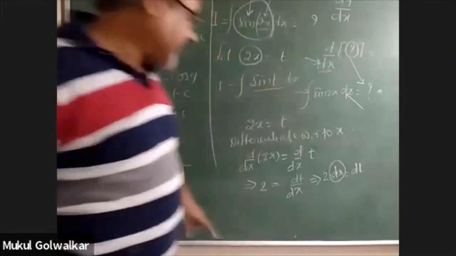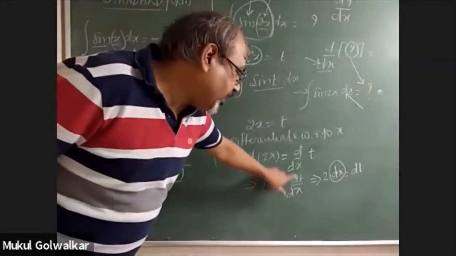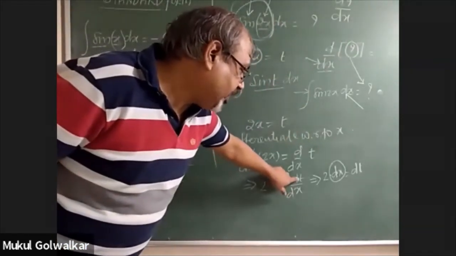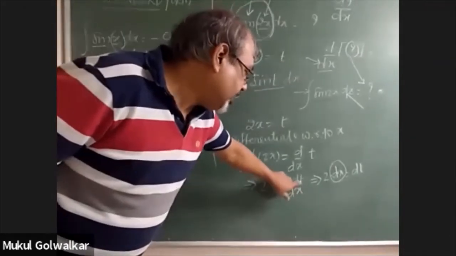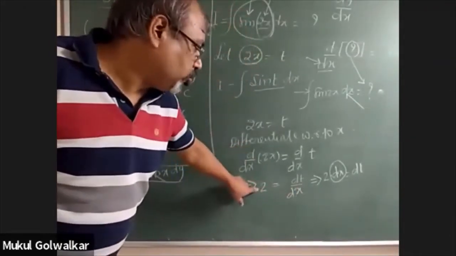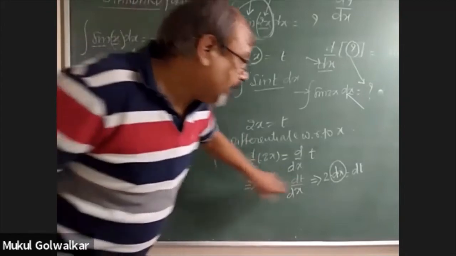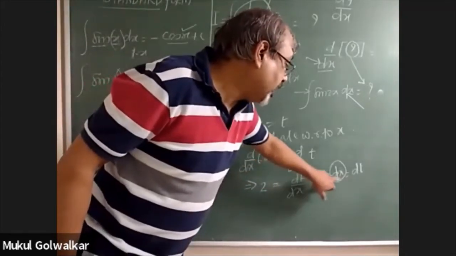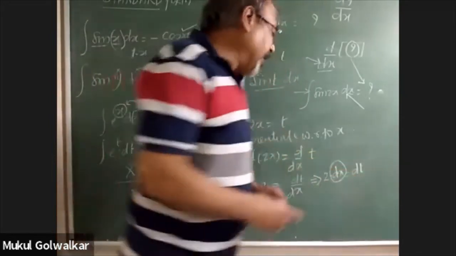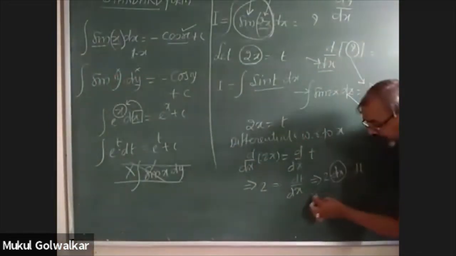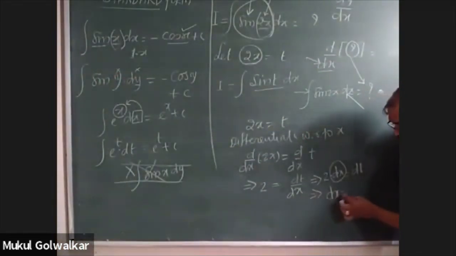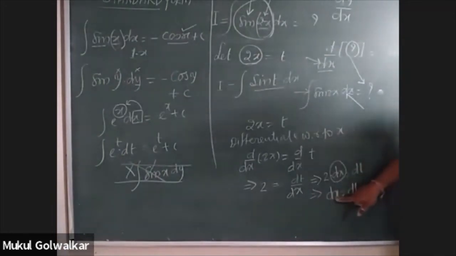So now you see that dt/dx means rate of change of t with respect to x, and it is equal to 2. So the rate of change of t with respect to x is equal to 2. With the help of this, we calculate 2 times dx is equal to dt, and now dx is equal to dt upon 2. That means change in x is equal to 1/2 times change in the variable t.